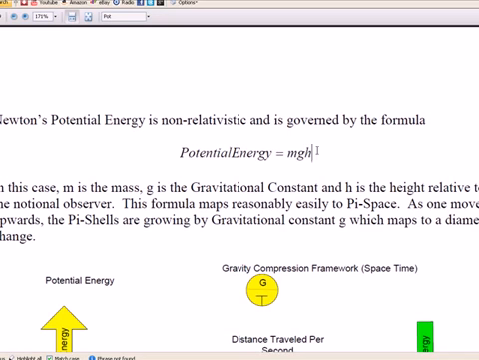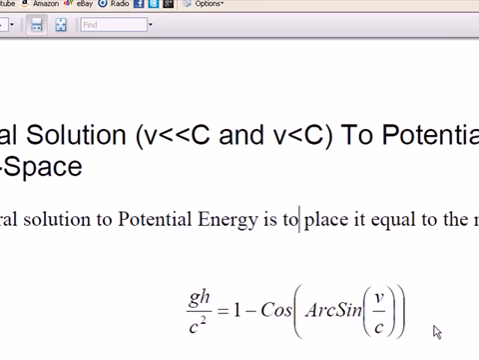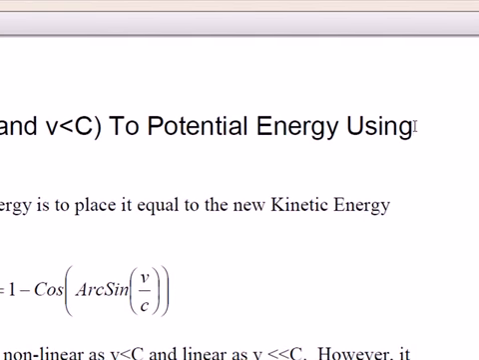You can use the Newtonian formula, m times g times h, and you can imagine going right the way up to the top of a planet, and you have to sum it up. So let's just delve into some of the math behind that idea. In this case, these are the pi-space formulas. This is the general solution to potential energy.